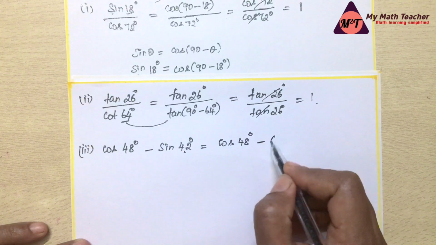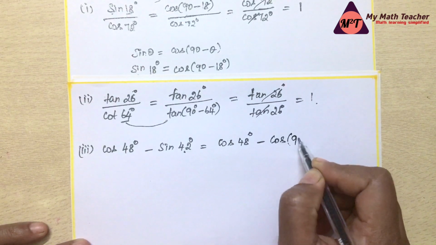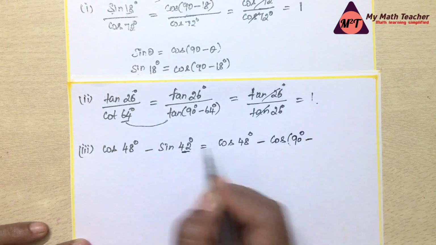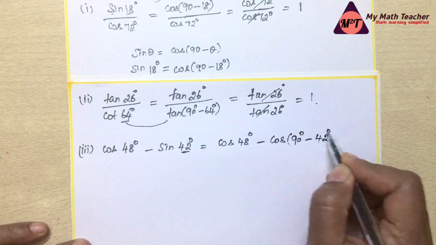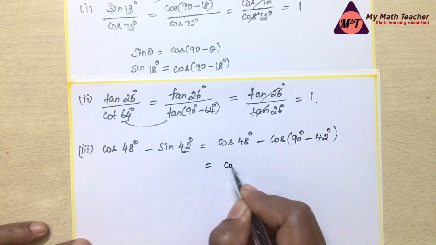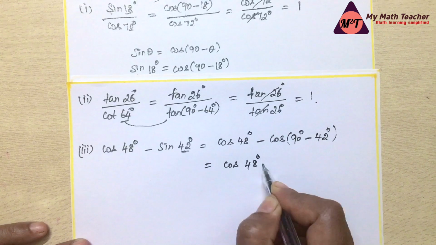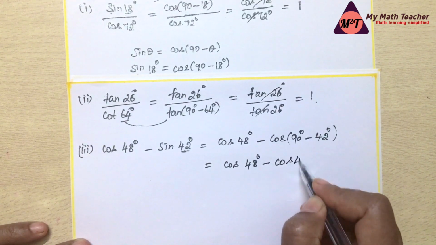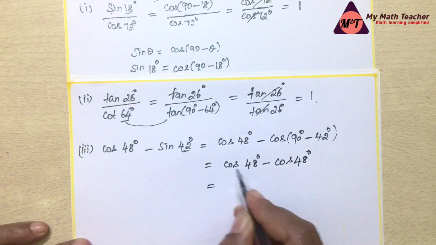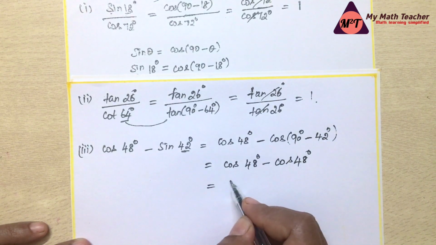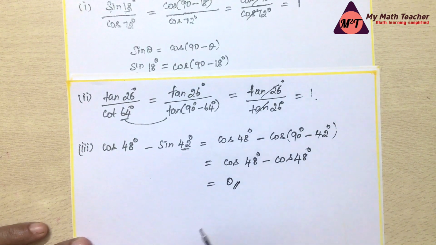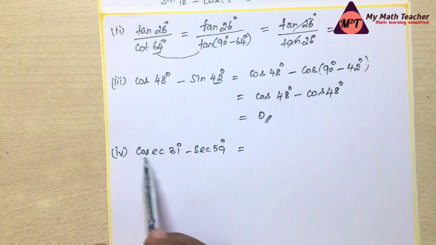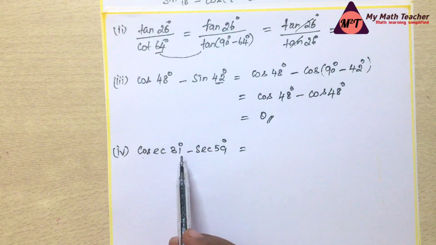So it can be written as cos 90 degrees minus theta, where theta is this angle, 42 degrees, which is cos 48 degrees minus cos (90 minus 42), which is 48 degrees. So cos 48 minus cos 48 becomes 0 here. This is the answer. Fourth subdivision is cosecant 31 minus secant 59.